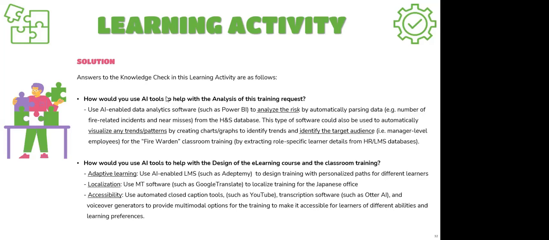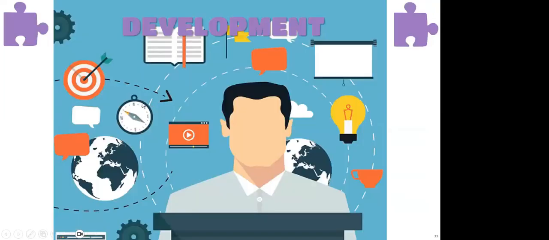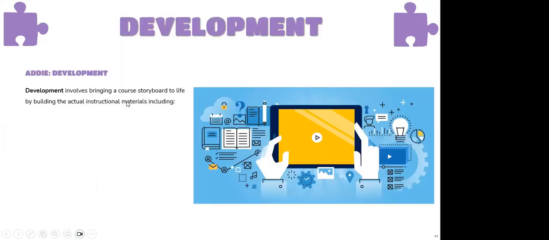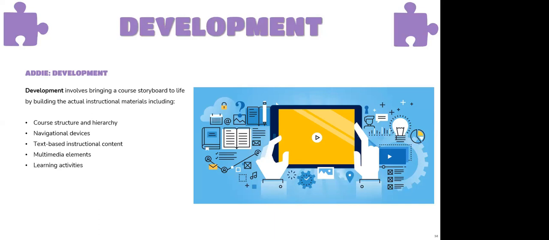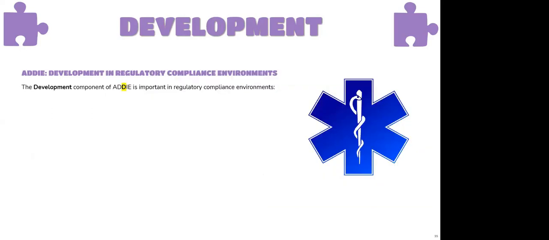Great stuff. So I'll go ahead then to our development piece. When we talk about development, we're talking about bringing the storyboard to life or building out instructional design materials. So development refers to creating a course structure and navigation devices. Our text-based content is obviously our instructional material that we script. If we're including multimedia, we mentioned that as well. And then we will also build out learning activities to keep people engaged throughout our courses and our training. We'll define the assessments and the scoring as well for our users.